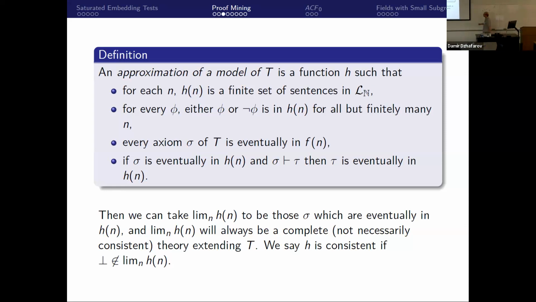If you do that, then you can take the limits. The limit of h of n exists, and it's a set of formulas. If you satisfy all these properties, then that limit is actually the theory of a model. It's going to be a complete theory. I'm not assuming it's consistent, because it's convenient to allow inconsistent approximations, to allow non-models in this story. It's convenient to have things that say this is an approximation of a model, and the only way it goes wrong is if it turns out to be inconsistent. But that's allowed.